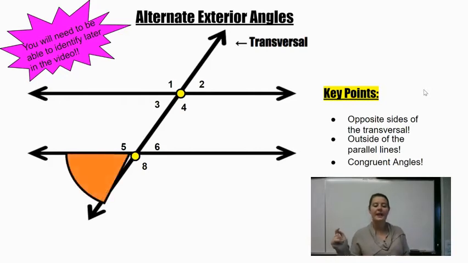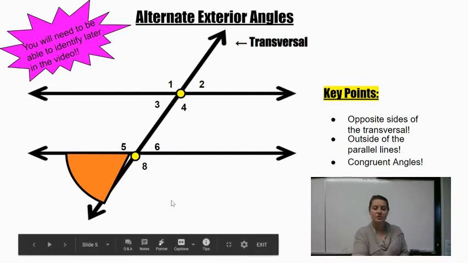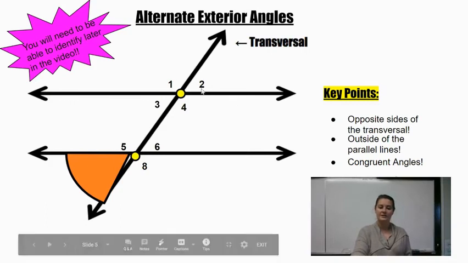So I have angle number 7 highlighted here with the orange. I need to find the alternate exterior angle that goes with that angle. So this angle is on which side of the transversal? It is on the left side of the transversal. Is this angle inside or outside of my parallel lines? It is outside of my parallel lines. So here's my transversal. It is to the left. And here's my parallel lines. It's not inside, so it has to be outside.